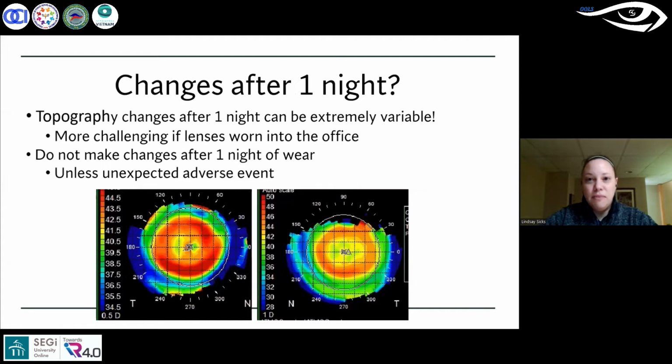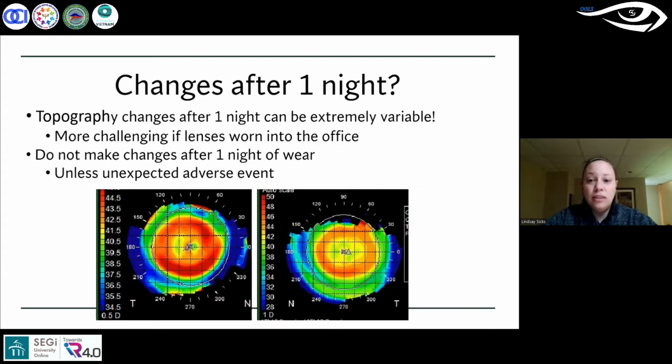And it's kind of making changes, again, too soon, either too soon in the fitting process, or based on something that I see only once and isn't repeatable. And then if I had just waited longer, I would have seen that it was just either a blip on the topography or maybe the patient slept funny. So topography changes after one night of wear. So your first night, these can completely vary.